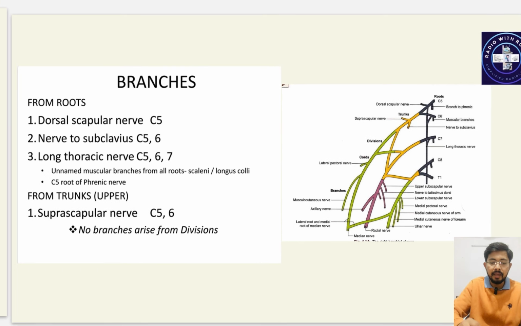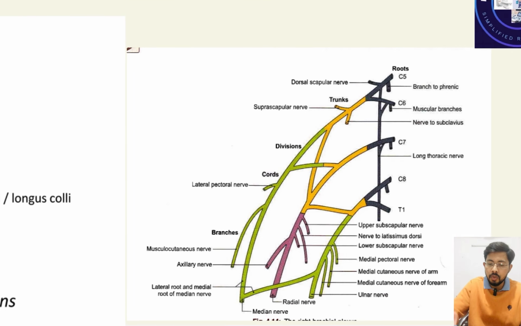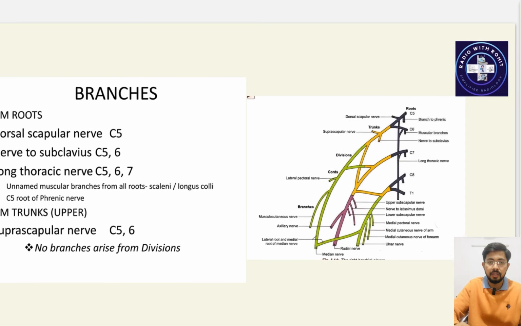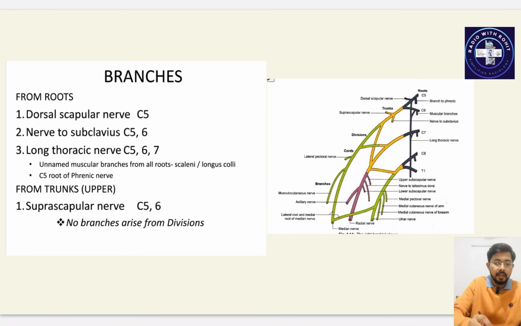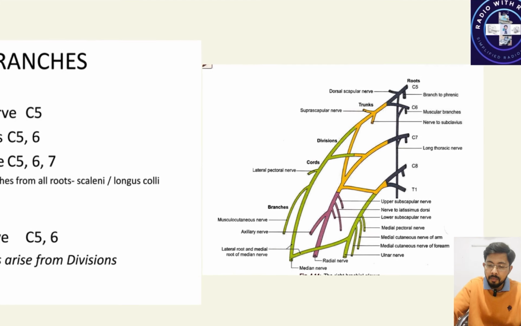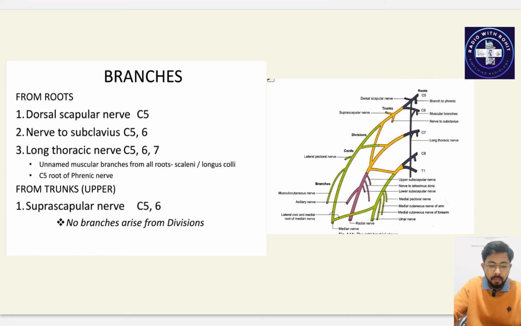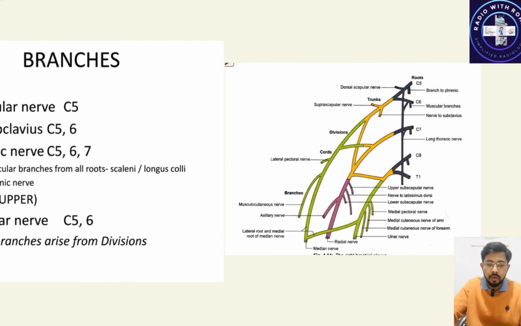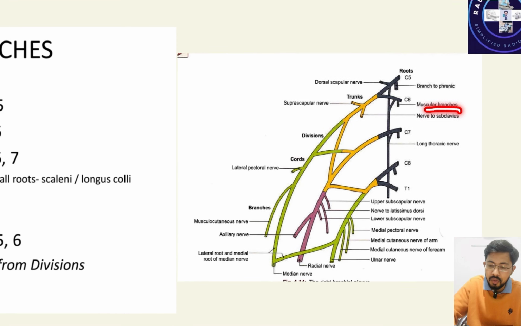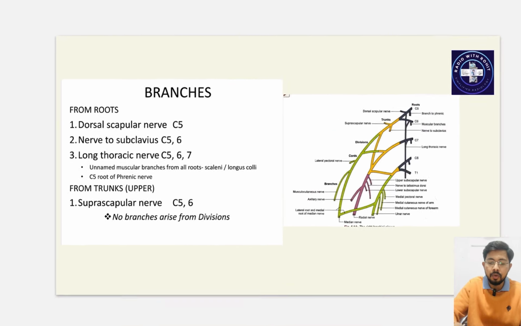Now we have some branches from the roots themselves. The C5, C6 and C7 roots will merge together and give rise to the long thoracic nerve. So the long thoracic nerve is from C5, C6 and C7. The C5 root gives rise to the dorsal scapular nerve, and C5 and C6 give the nerve to the subclavius. So the nerve to the subclavius is given by C5 and C6, while the dorsal scapular nerve is given by the root C5.